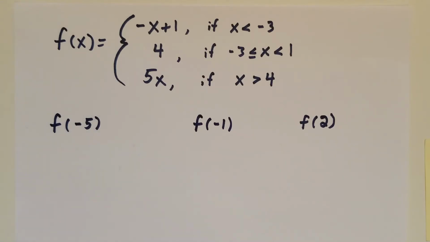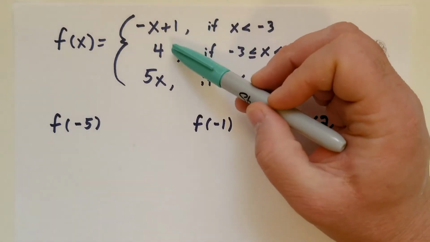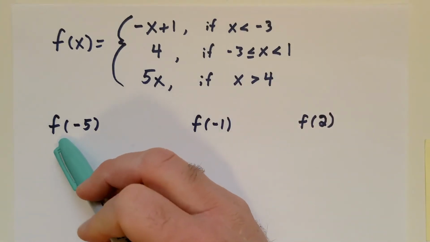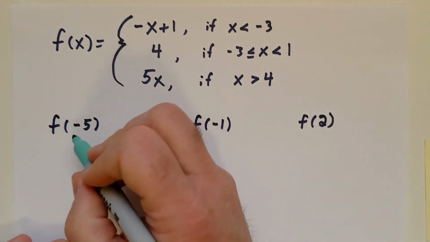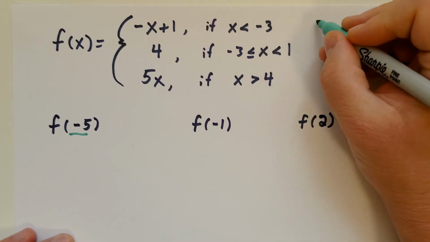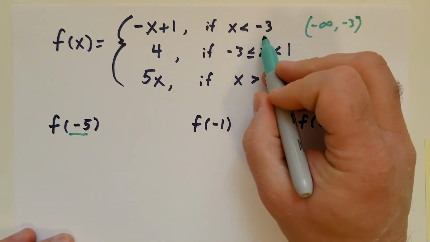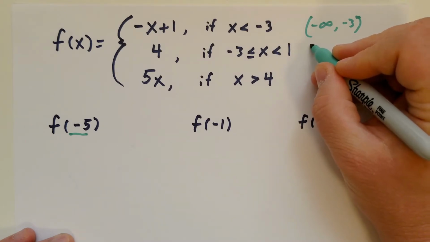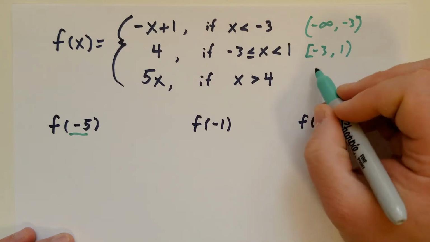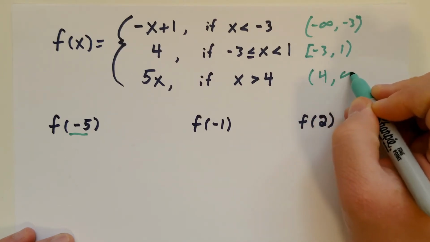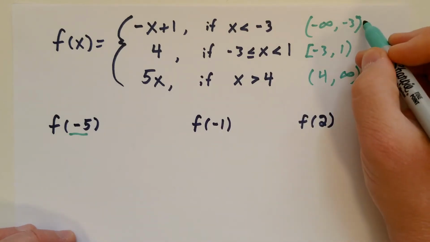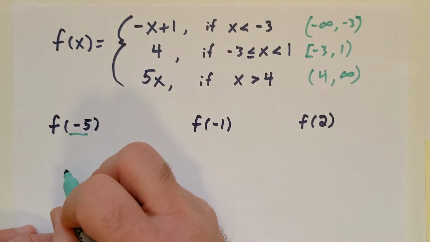This is an example of a piecewise function. This is defined differently over different parts of its domain. So if we wanted to know what f of negative 5 is, first we need to ask ourselves, which domain does negative 5 fit into? Is it less than negative 3? Is it between negative 3 and 1? Or is it greater than 4? And negative 5 fits into this category, so we're going to use this rule.